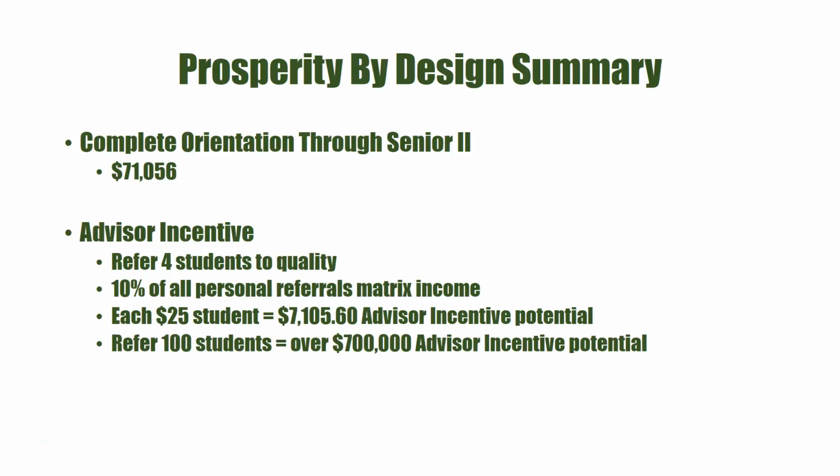So each $25 student that you bring into Prosperity by Design, if they completely go through the program and go through the Senior 2 class and fill up their 39-person classroom all the way through that, you're going to earn back $7,105.60 in advisor incentive pay for each student that you refer to Prosperity by Design. So just do the math. I have over 100 students that I've referred. If I help them get through all of that, through the Senior 2 class, that's over $700,000 in advisor incentive potential that I have just in the students that I've referred to date.